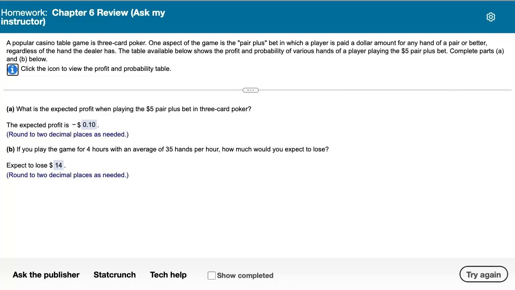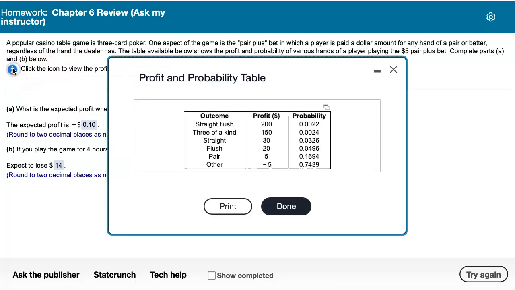For this problem, we're going to find an expected value given a profit and probability table. The game is described up here at the top in the statement, but for those of us, including myself, who may not know this game, I'm glad that this table is included. So I've clicked on the icon.